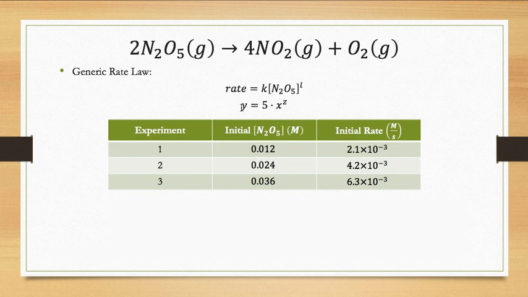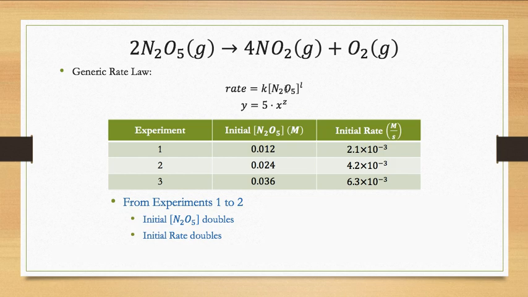And again, relate this back to what we were just doing with that equation of y equals 5 times x to the z. So what we're going to do is change the concentration, okay? Here that's the x, and we're going to see what effect there is on the initial rate, that's the y, right? So if we look at experiment 1 and experiment 2, we've doubled the initial concentration, and we've ended up with twice the rate. The rate has also doubled.